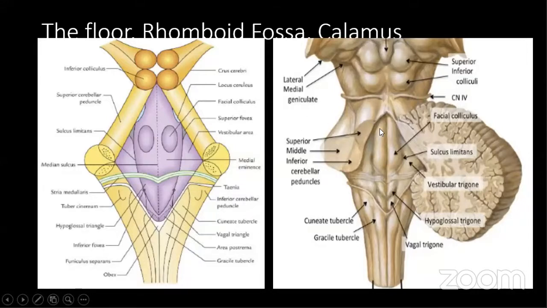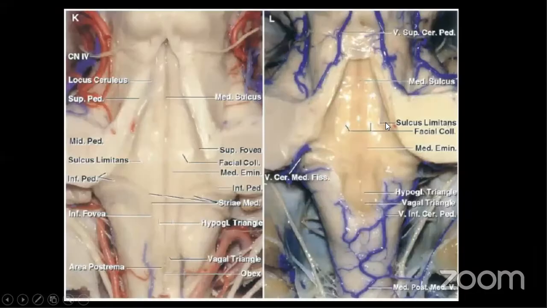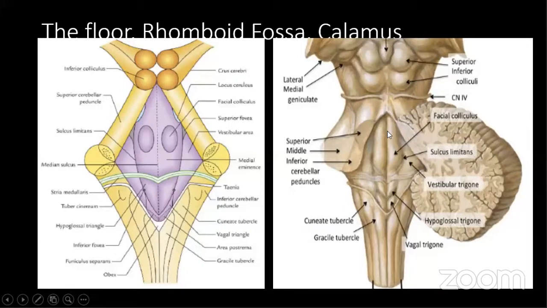So coming to this diagram, we can appreciate this is the superior cerebellar peduncle forming the superolateral boundary of the floor. This is the inferior cerebellar peduncle that has been divided in order to show the contents of the floor itself. This is the middle cerebellar peduncle, and now we are going to discuss this rhomboid fossa itself. So this is the median sulcus going all the way from above down to the level of the central canal, and lateral to this median sulcus we have another sulcus known as the sulcus limitans.